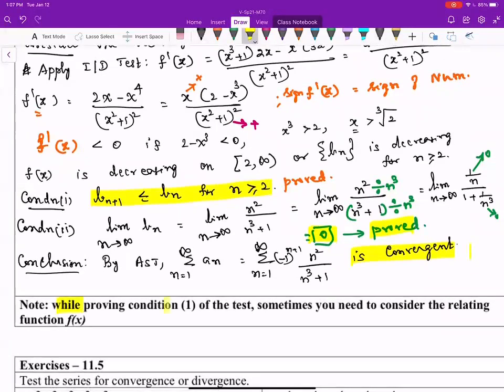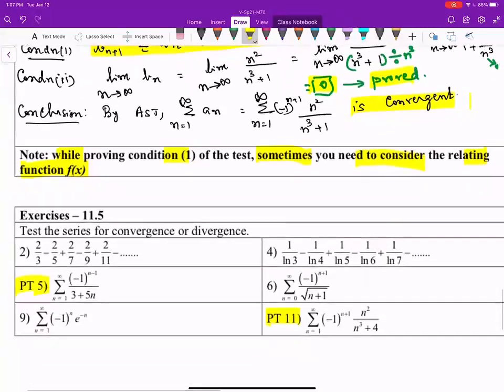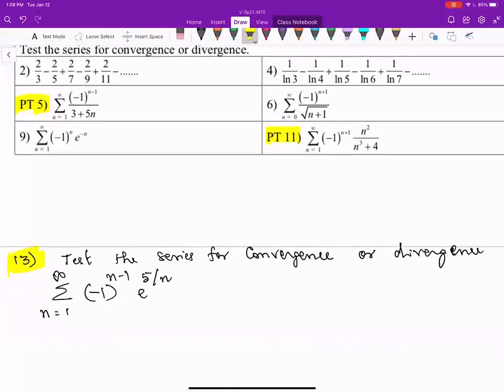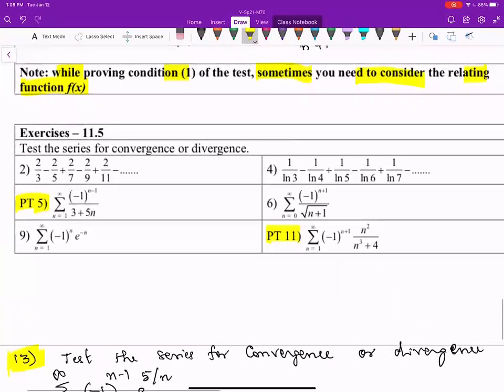Note, while proving condition 1 of the test, which is the decreasing condition, sometimes you need to consider the relating function f of x, which is what we did in this problem. So when will you choose the relating function? When the numerator is not a constant, and if it is a polynomial in n, then you would choose the relating function. So you will have to refer to the section videos for problem number 5, 11, and I have also done one more problem, number 13, in the section videos. Please refer to those.